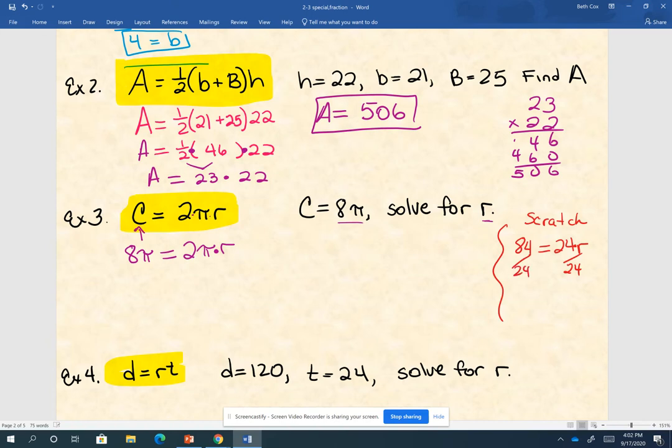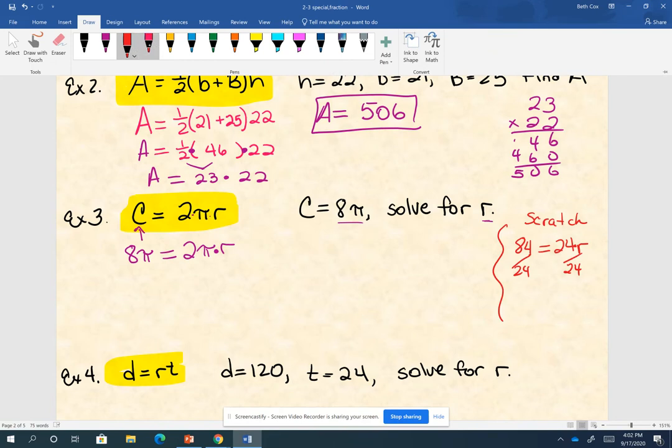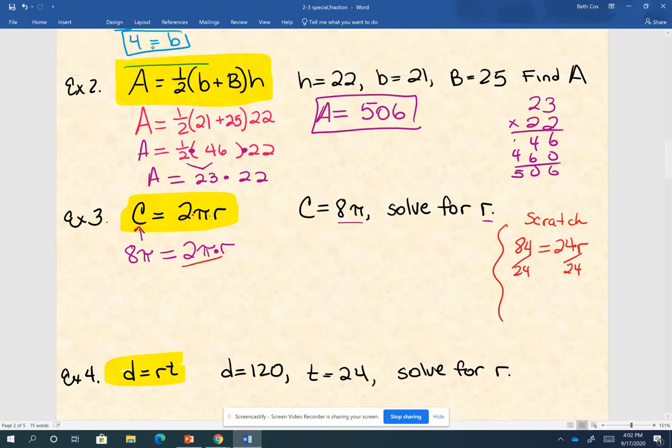Well, that's exactly what I'm going to do. I'm going to divide both sides by this 2 pi. I don't completely understand the 2 pi, but that gets my r by itself, which is what I'm trying to do. Remember, it says solve for r, so that means make it say r equal blank or blank equal r, and so I got the r.